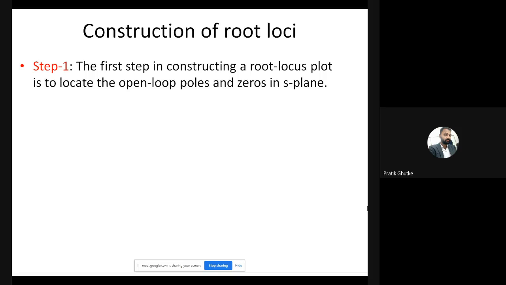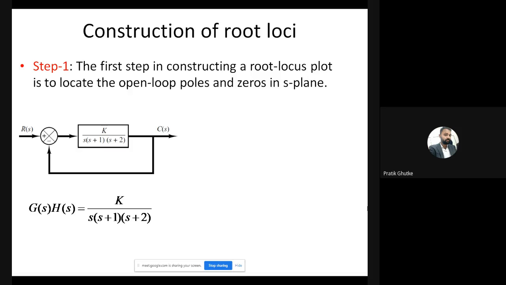The first step in construction of the root locus is to locate the open loop poles and zeros in the s-plane. If my transfer function is given as G(s)H(s) equals K divided by s times (s plus 1) times (s plus 2), then one pole is at 0, another pole is at -1 and then -2. So I have to first of all plot these poles and zeros. In this case, there are 3 poles. One pole is at 0, another pole is at -1 and another pole is at -2.